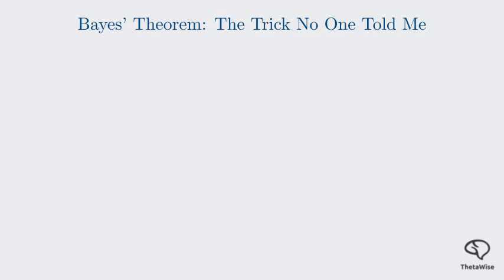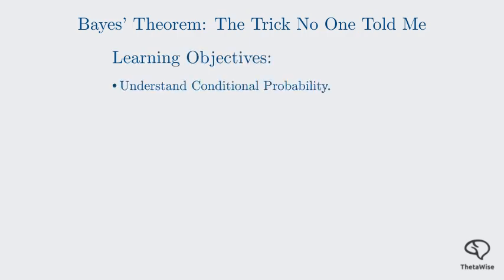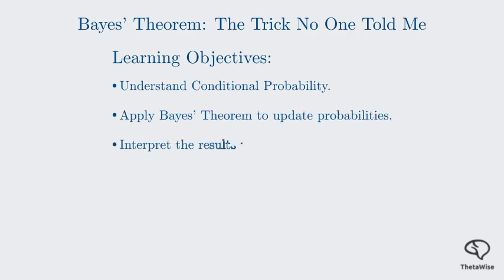By the end of this video, you'll be able to, first, understand the core idea of conditional probability. Second, you'll be able to apply Bayes' theorem to real-world problems. And third, you'll be able to interpret what the results actually mean.